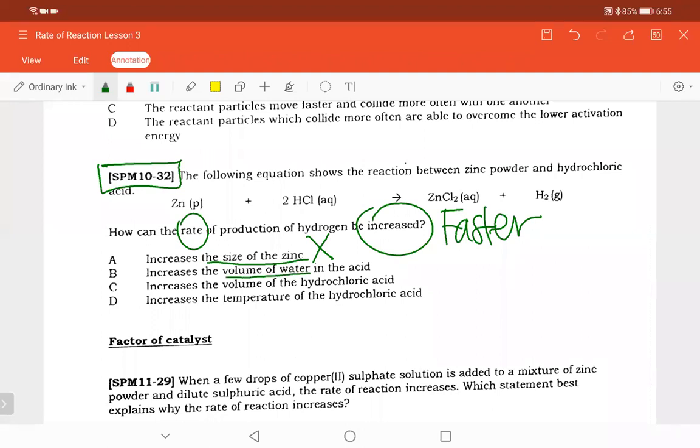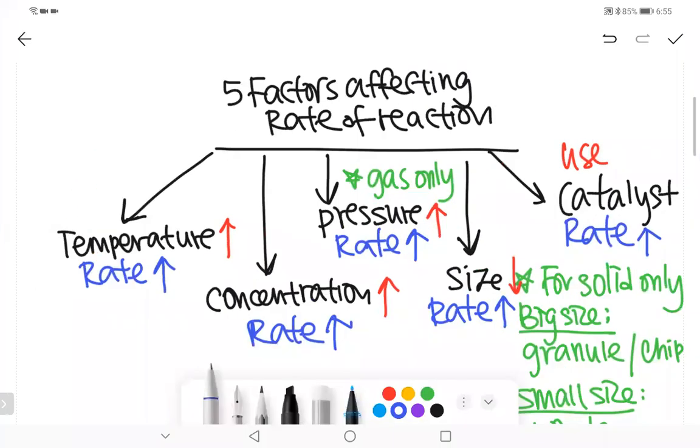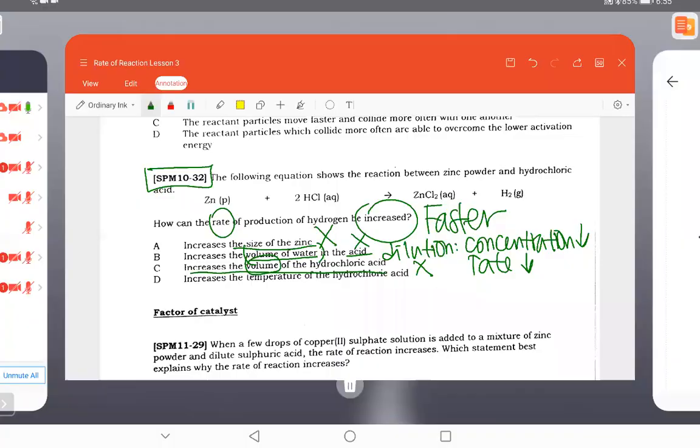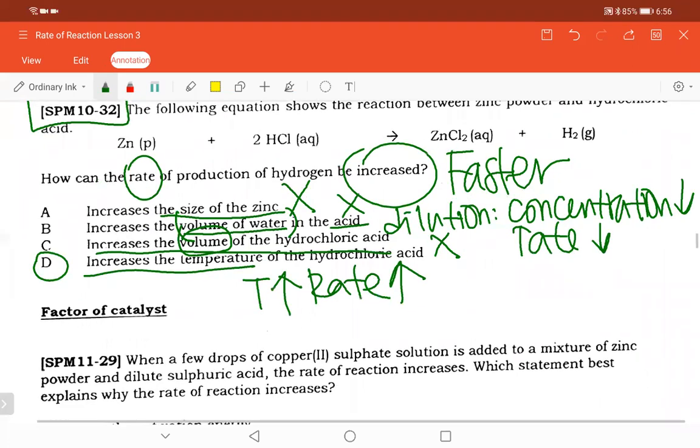B, increase the volume of water in acid. When they add water to acid, they are doing dilution. Dilution is decreasing the concentration. When concentration decreases, the rate should decrease as well. We want to increase, so wrong. C, increase the volume of acid. Volume does not affect the rate. Volume is not one of the 5 factors that can affect the rate. So the best answer is D, increase the temperature. When temperature is higher, rate becomes higher. The question is very straightforward. Okay, let's move on.